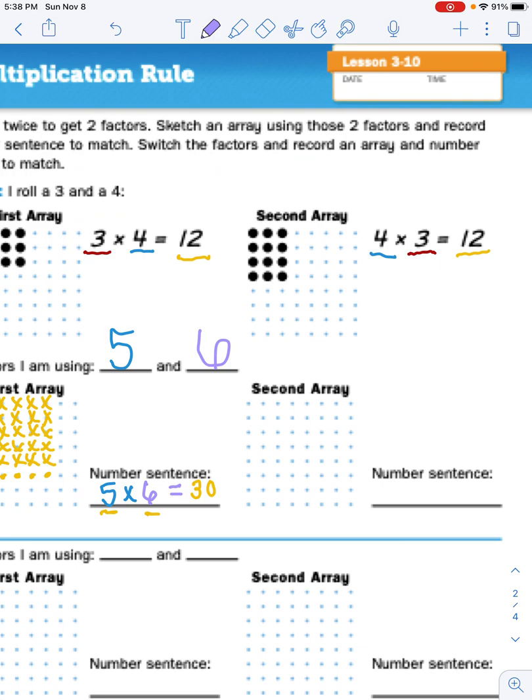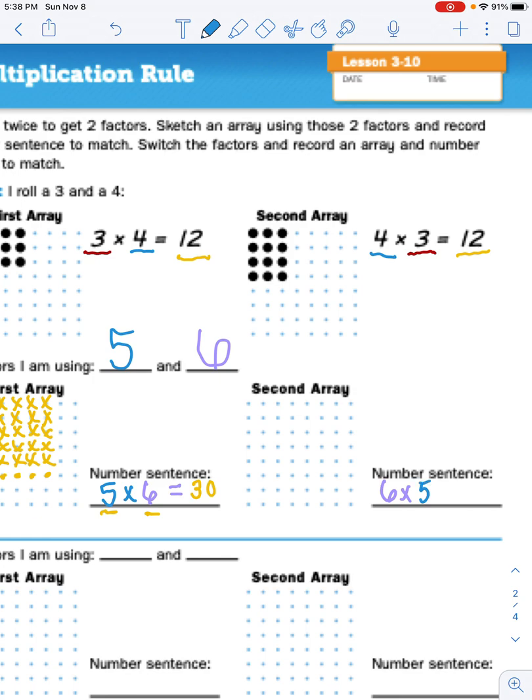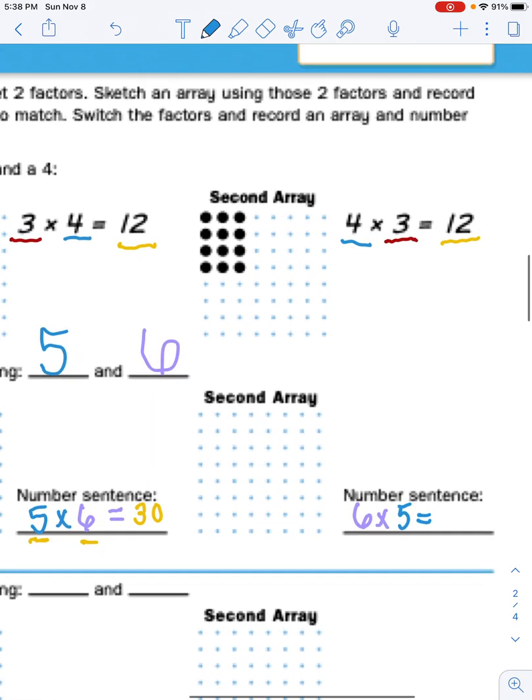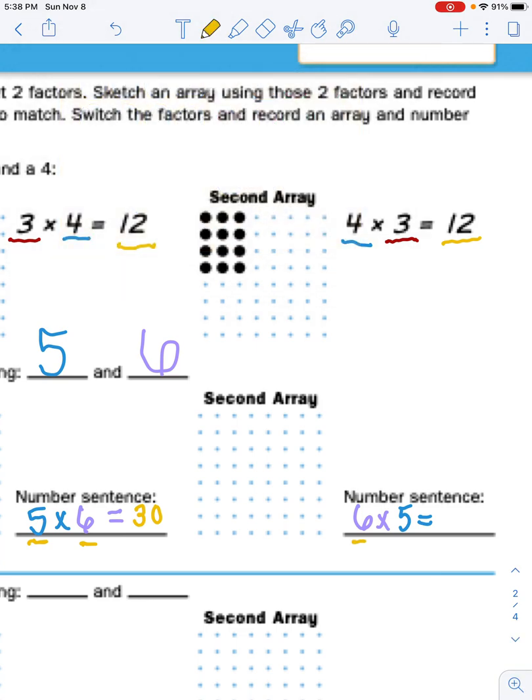So now I'll make the 6 go first. So 6 times 5. And I'm going to wait to put what it equals until I look at my array. So first number is the amount of rows you have. So 6, there's going to be 6 rows. So 1, 2, 3, 4, 5, 6. Second number is how many there are in each row. So there's 5 in each row. So I already have 1, 2, 3, 4, 5, and then I do that for the rest of them.